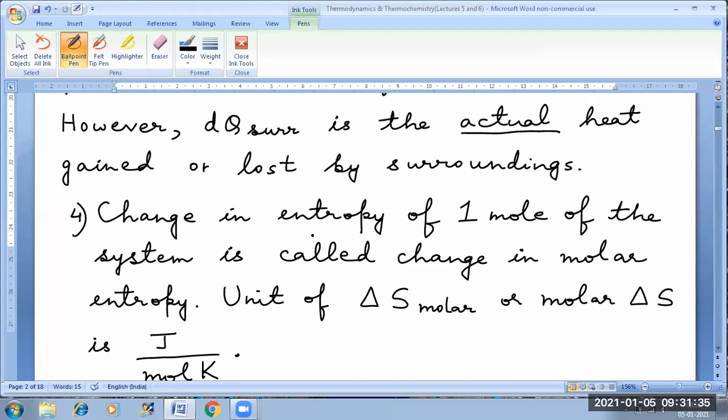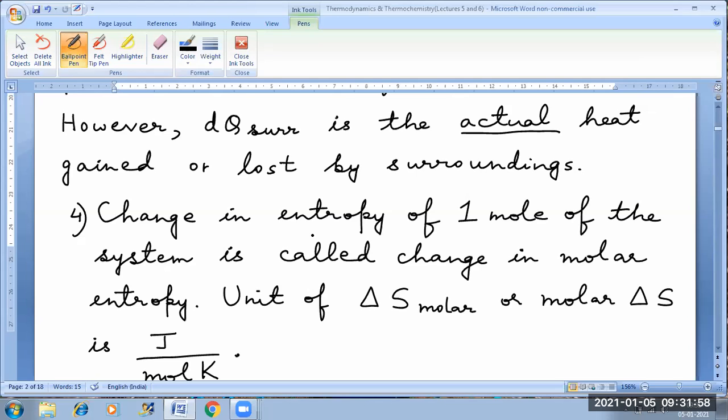Next point, if I'm talking about molar entropy, it will have the unit as joule per mole Kelvin because I'm restricting my definition to 1 mole of the component. So molar entropy will be what? The entropy of 1 mole of the system or 1 mole of the surroundings, whatever. But the unit is joule per mole Kelvin.